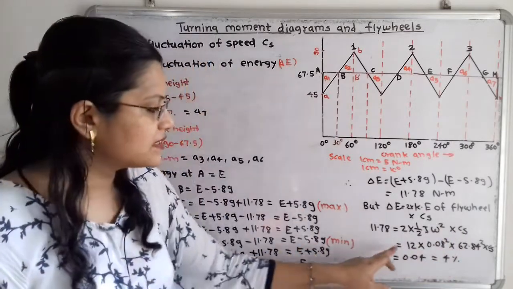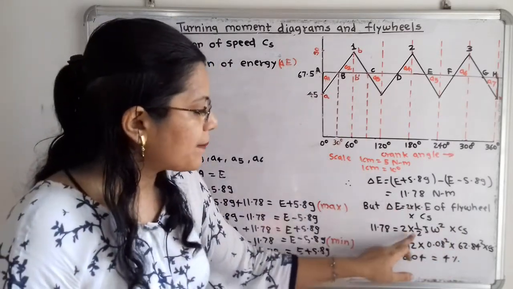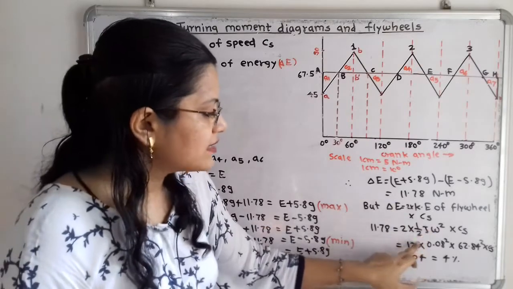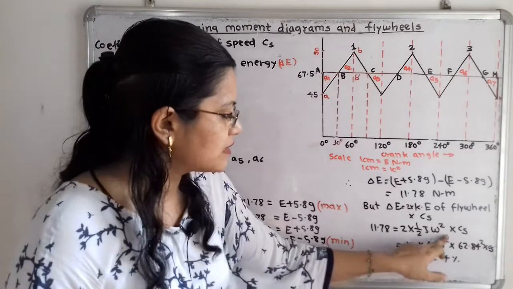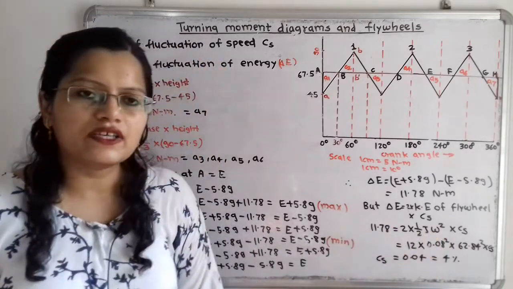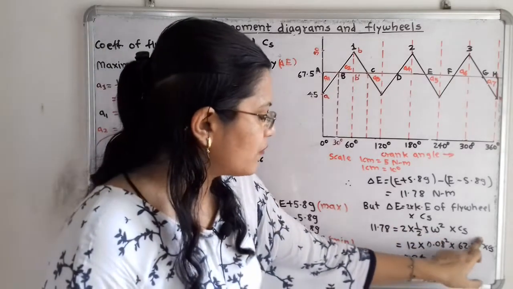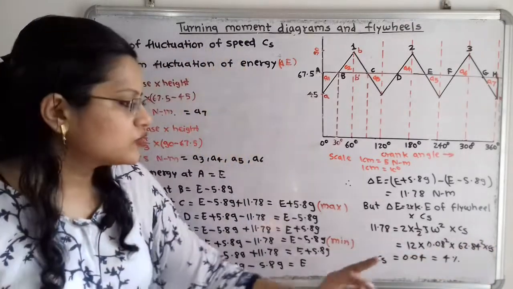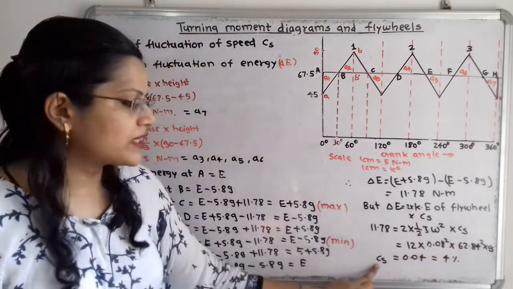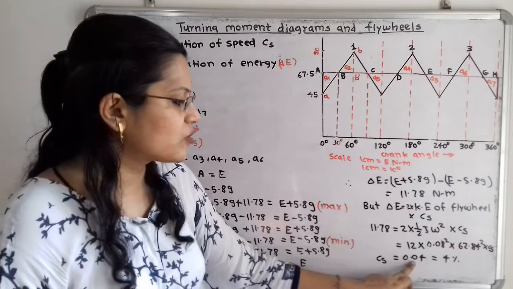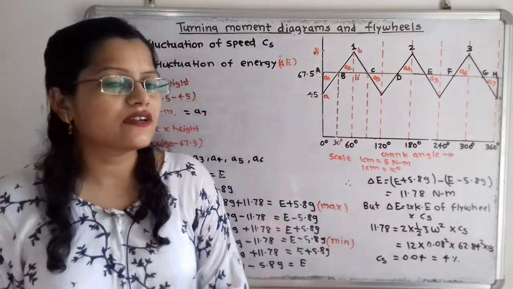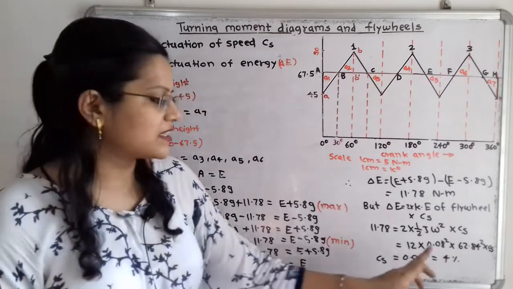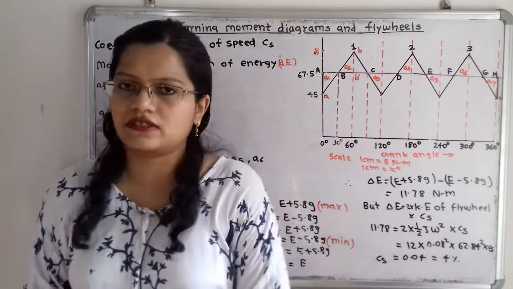So here in half I omega square, I is equal to mk square. So here mass is 12, so this 2 and half is getting cancelled. So I is mk square, so 12 multiplied by radius of gyration 0.08 square multiplied by omega square. So omega is 62.84 square multiplied by Cs. So all the values are known. So what is the value of Cs? That is 0.04. So if we multiply with 100, then we will get the answer in percentage, and that is equal to 4%.